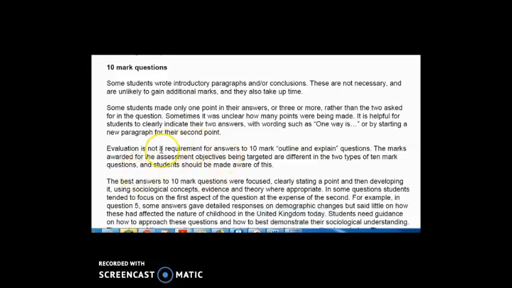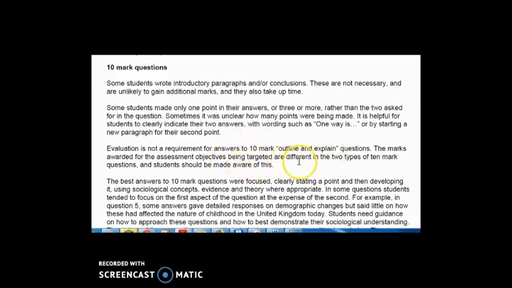A really popular question about 10 mark outline and explain is, should I evaluate? And there is still this misconception that you can get marks for evaluation. The marks for the assessment objectives are A01 and A02, analysis, not evaluation, on a 10 mark outline and explain.